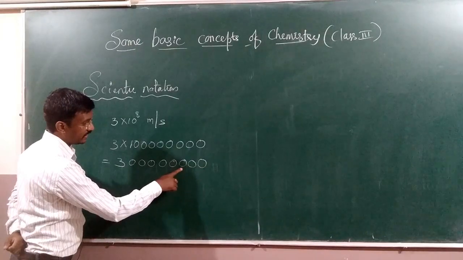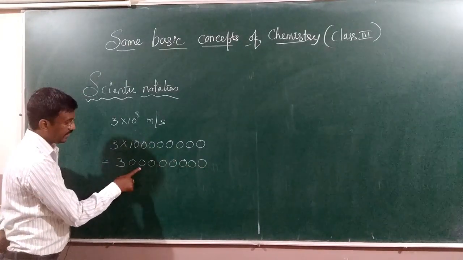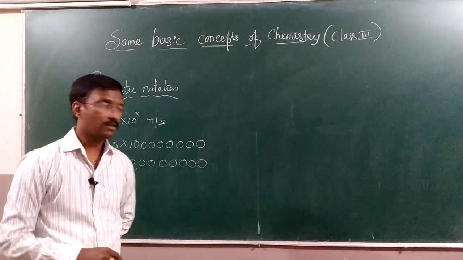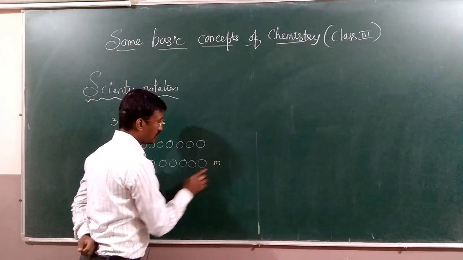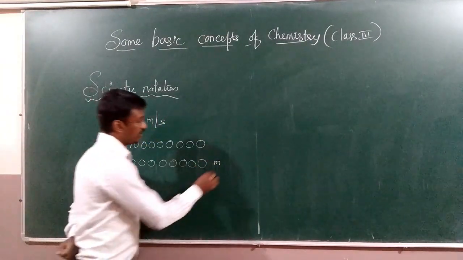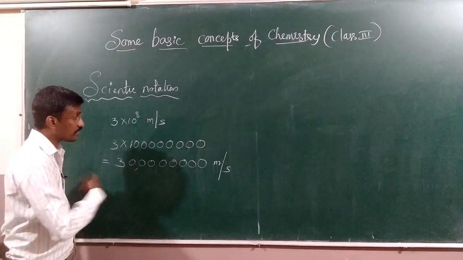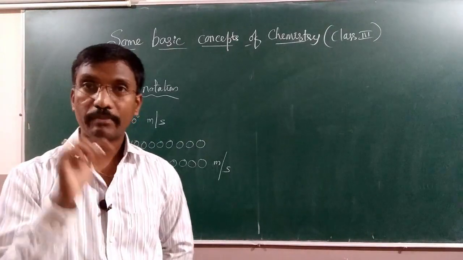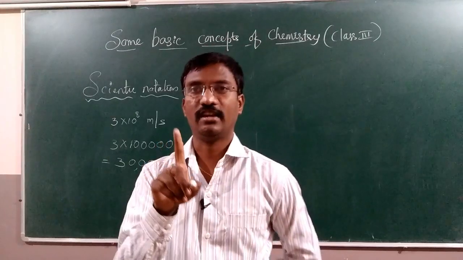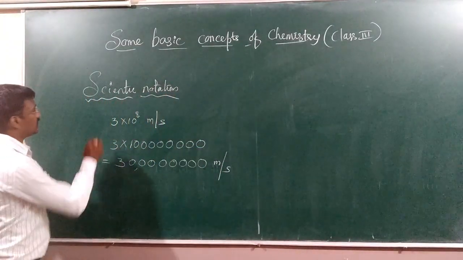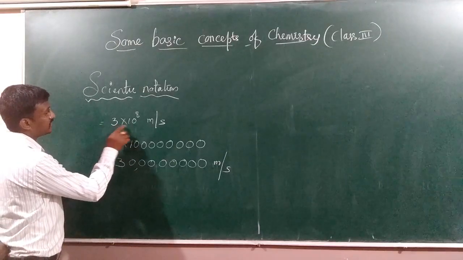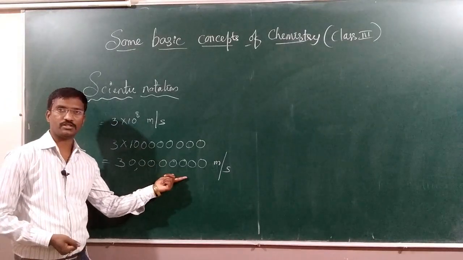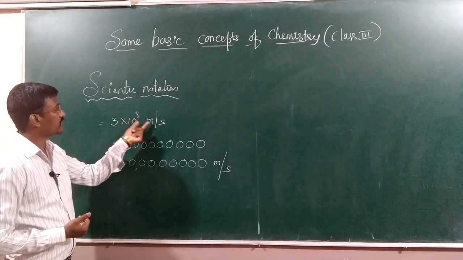Means you need 10, 100, 1000, 10,000, lakh, 10 lakh, crore, 10 crore. Means 30 crore meters. The speed of light is 30 crore meter per second. In 1 second, light travels a distance of 30 crore meters. This is why we write the speed of light as 3 into 10 raised to 8 meter per second. Obviously we are not using such a long representation; commonly we use 3 into 10 raised to 8 meter per second.